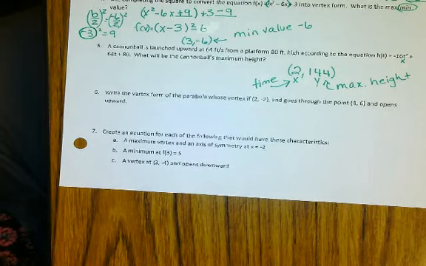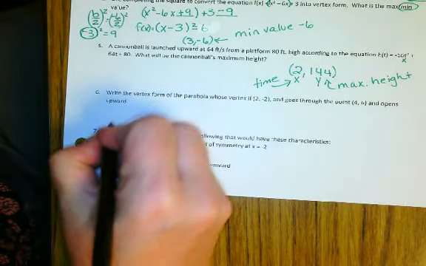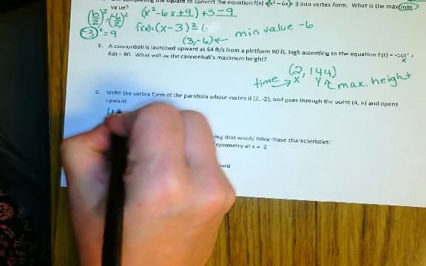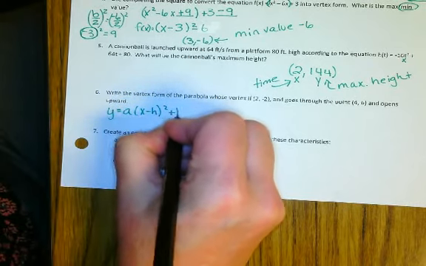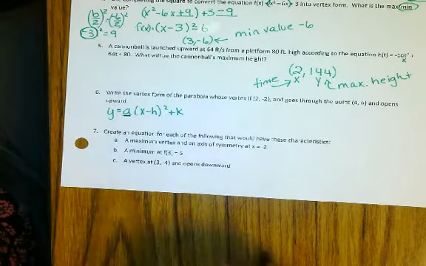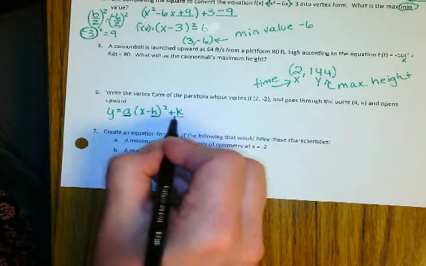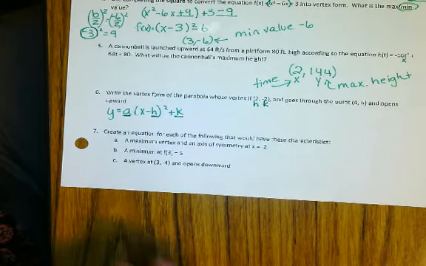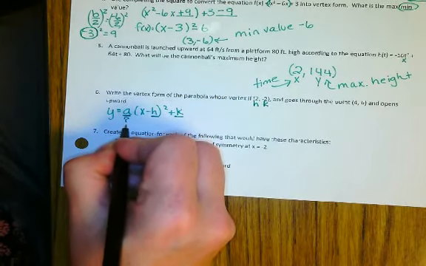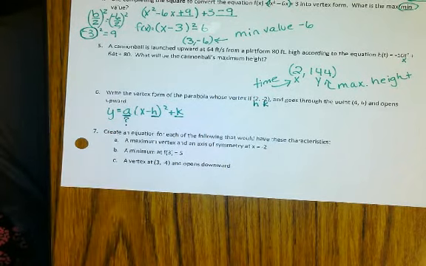All right, on the next one it says write the vertex form of the parabola whose vertex is 2, negative 2. It goes to the point 4, 6 and opens upward. Now, they wanted it in vertex form. So what that means is my final answer needs to be that vertex form. So what I need to find is my A, my H, and my K. Now, they gave me the vertex, so they gave me the H and the K. So the only thing I'm really finding is what the A is.